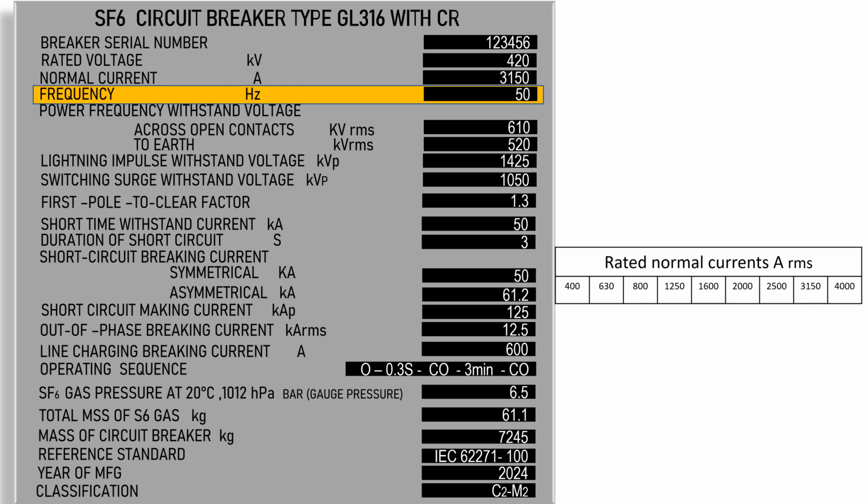Frequency. 50 Hz, the standard frequency for a 3-pole circuit breaker in India, is the frequency of the power system. The characteristics like normal current, breaking capacity, etc. are based on the rated frequency.